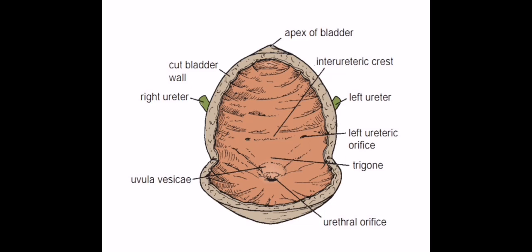The muscular coat of the bladder, composed of smooth muscle and arranged as 3 layers of interlacing bundles, is known as the detrusor muscle. At the neck of the bladder, the circular component of the muscle coat is thickened to form the sphincter vesicae.